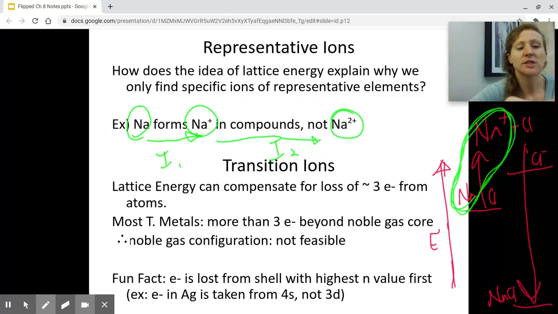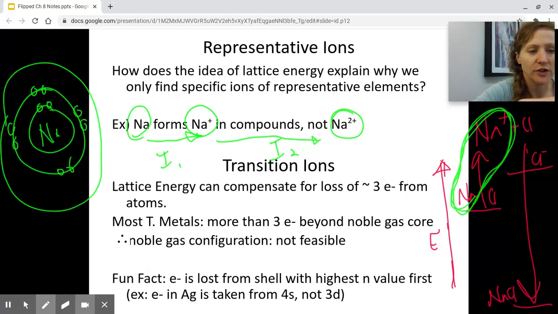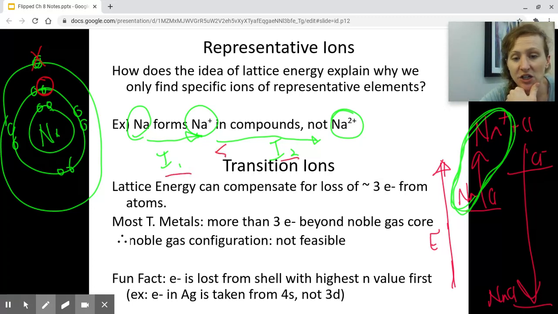If we start with sodium, that first electron is in the outermost energy level. Once we remove that first electron, we are drawing electrons out of the inner energy levels. The next electron to be removed has to be a core electron. So we're going to see a really big jump between ionization energy 1 and ionization energy 2.